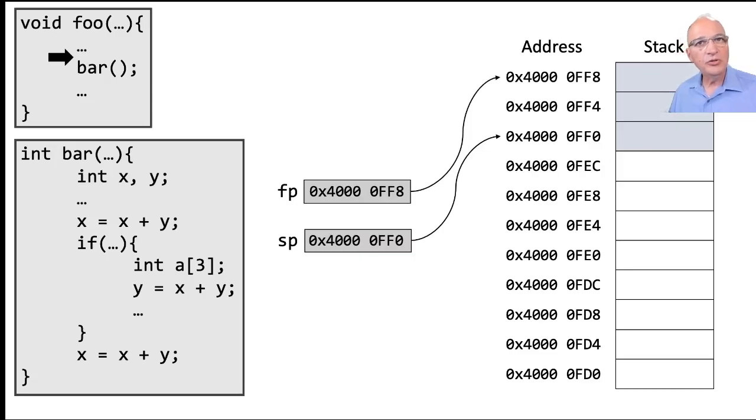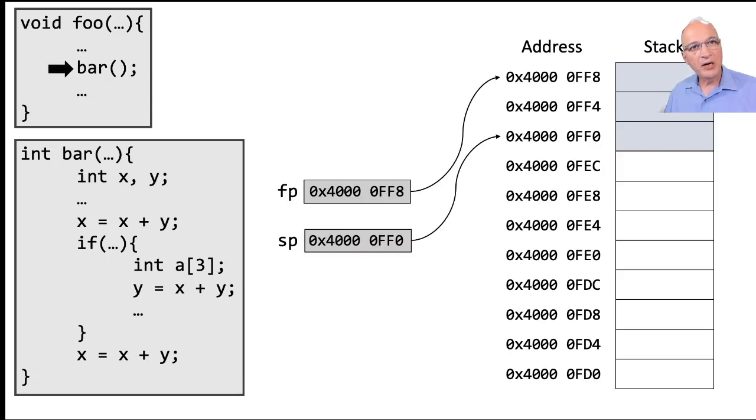The answer is to use something that's called the frame pointer. It's another register in the processor. And when I'm using the frame pointer, the frame pointer always points to the beginning of the frame of a given function. So if the frame pointer is at that position before I call bar, so when I'm here, it means that all the allocation for any variables in foo are between the addresses 4000FF0 and 4000FF8. So there are 3 words that have been allocated into the frame of foo.